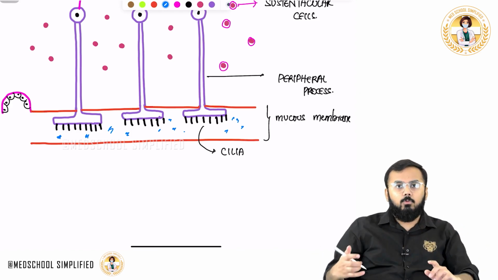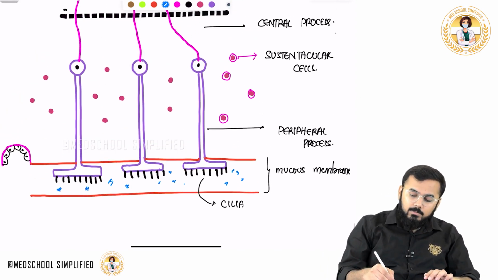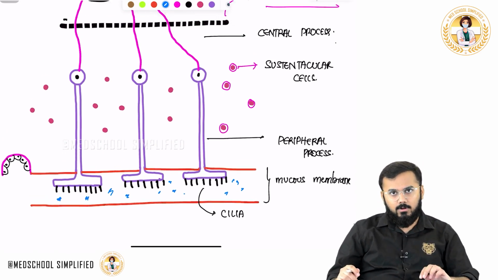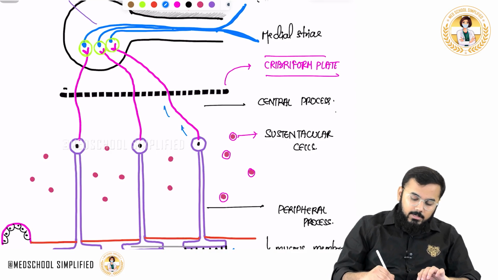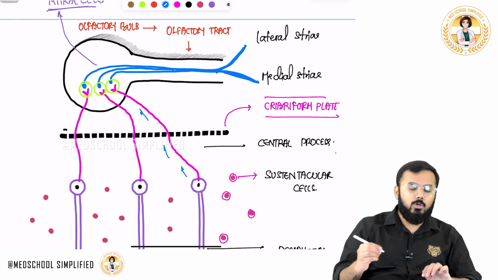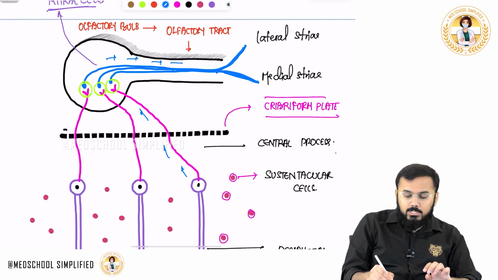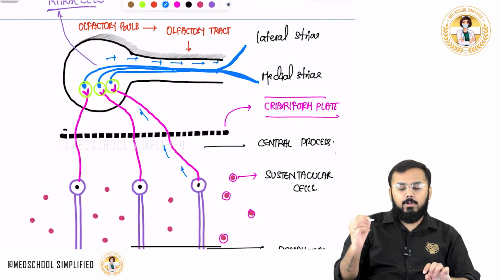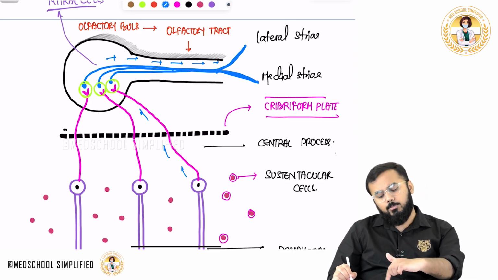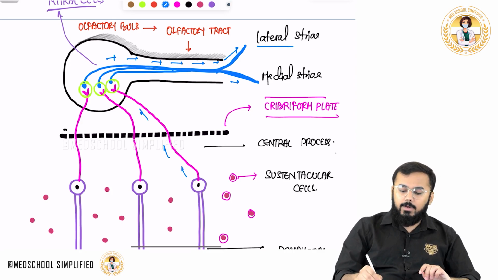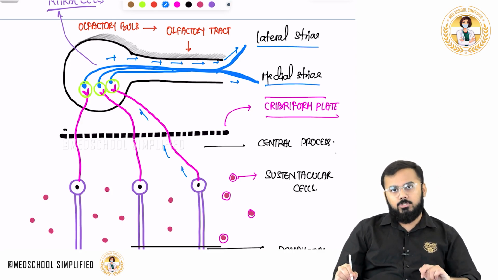So, as the cilia are moving, these processes get activated. These neurons get activated. From here, the electrical impulses pass up all the way to your olfactory bulb. From there, the mitral cells take up the charge and pass the action potentials to your olfactory tract. From there, the action potentials are divided into lateral striae and medial striae.